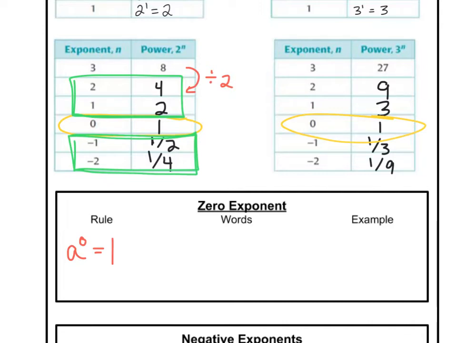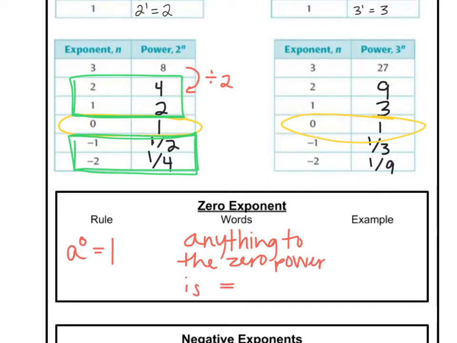Because it really is that simple. So if you have something to the 0 power, you basically just cross it out and replace it with a 1. And sometimes you just get to cross it out because we don't need the 1 there. So in other words, anything to the 0 power, or an exponent of 0, is equal to 1.